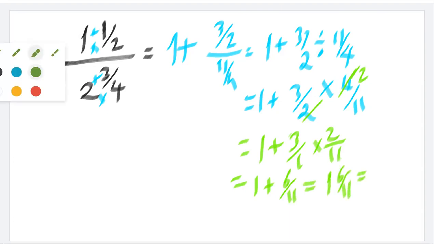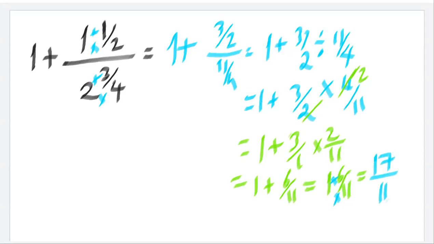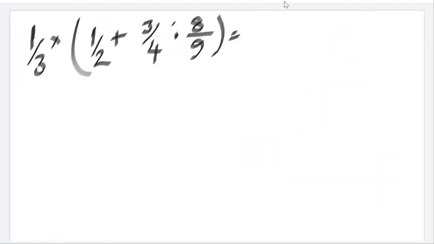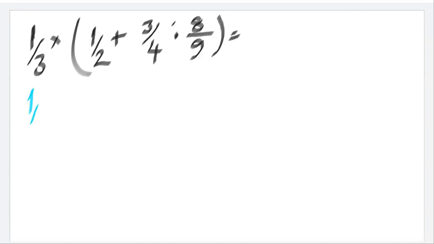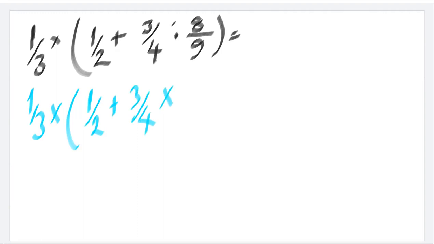And if you want to change it into improper, multiply and add. So 1 times 11, 11 plus 6, 17/11. So we are getting closer to end. The bracket is first, and inside bracket we have the division. So let's first do the division. Division means keep first one same, change into multiplication, reverse your second fraction and multiply. So anything to simplify? No, we cannot simplify this.